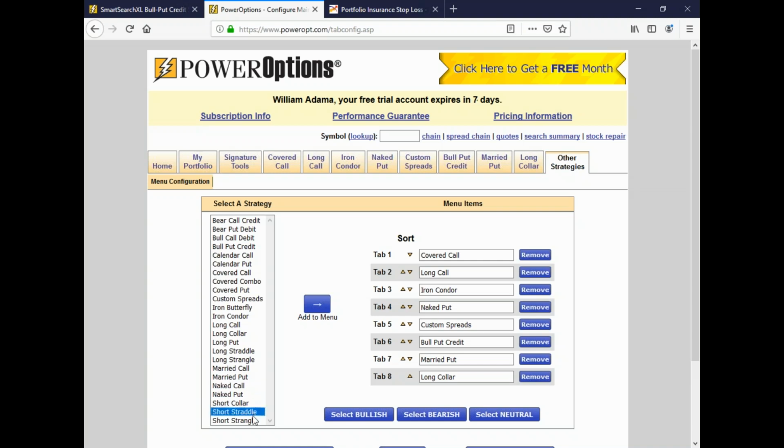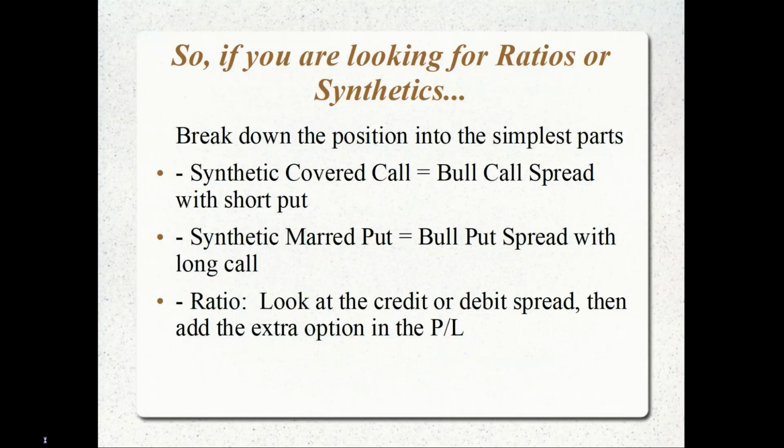So we could do straddles and strangles as well. But if at any time you're looking for a strategy that is not available, well, break down the structure of that trade. If you're looking for ratios or synthetics, if you're thinking about a synthetic covered call, selling a put, buying a call, and then maybe selling an out of the money short call on the same stock, I'd look at that just as a bull call debit spread with a short put.